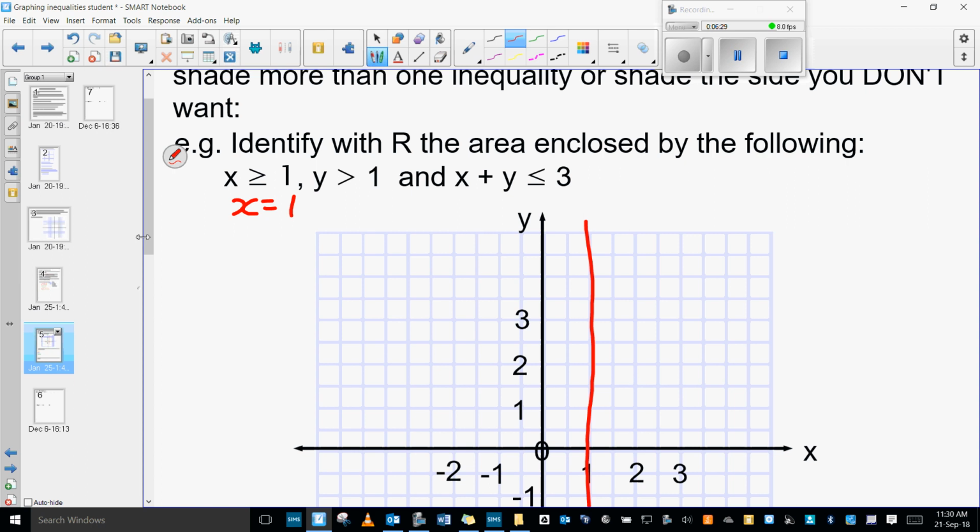Okay, the next one is y is greater than 1. So again, we're going to draw the line y equals 1. So there's no crisis here because it's the opposite. So we've got a y equals line, so that's going to be a horizontal one. Is this one going to be dotted or solid? Dotted. Okay.